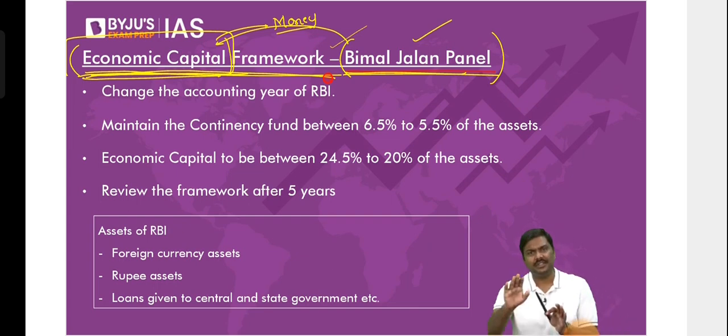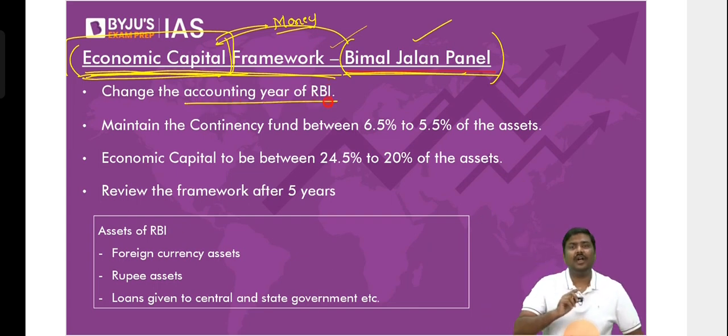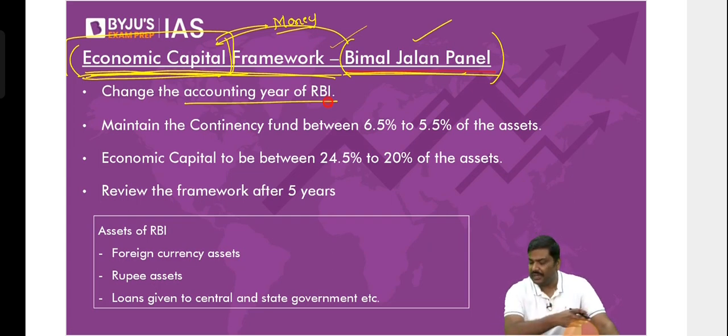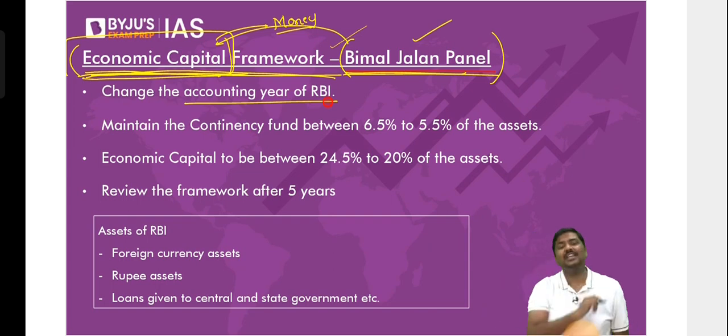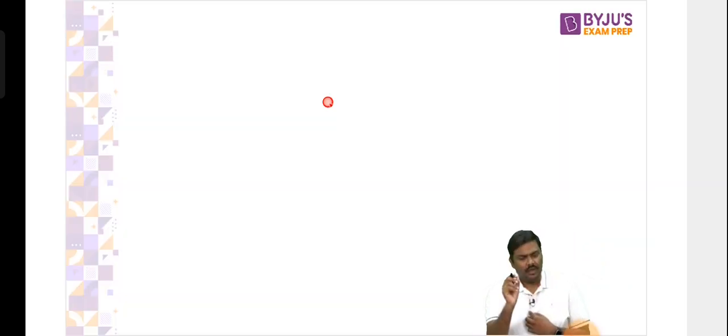Now, what were the recommendations given by the committee? Some of the very important recommendations are these. One, change the accounting year for RBI. The accounting year for RBI is different from Government of India's accounting year. The government doesn't have to change. Let RBI change the accounting year. What do you mean by this? Follow this very carefully.